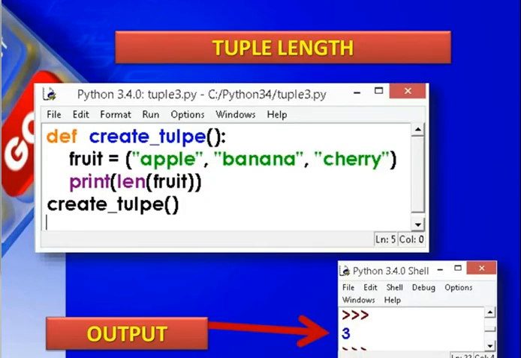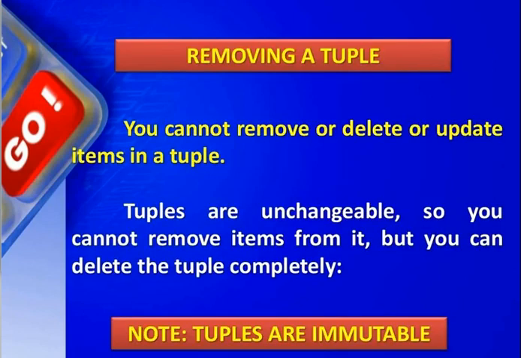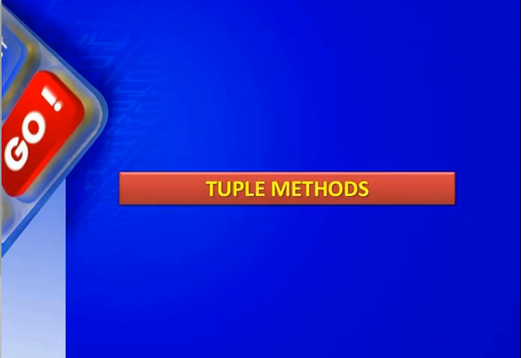Let's talk about the tuple length. We can simply print the length of the tuple called fruit, which will be 3 in this case. Now, how do we remove a tuple? We cannot remove items from a tuple because they are immutable. So they are unchangeable and we can't remove items, but it's possible to delete the tuple completely.